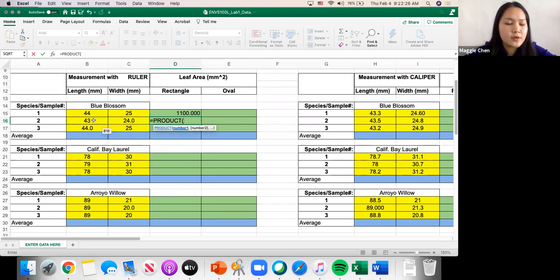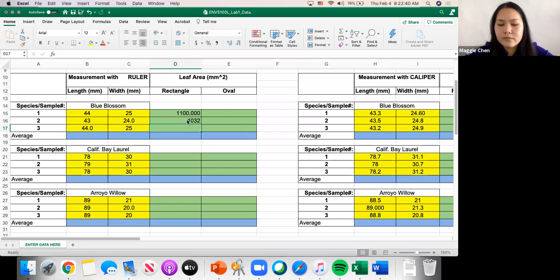Our first number that we would want to multiply by would be 43. We'll put in a comma and then select our width at 24. Then we can just hit enter. So these are two different ways for us to get the product.